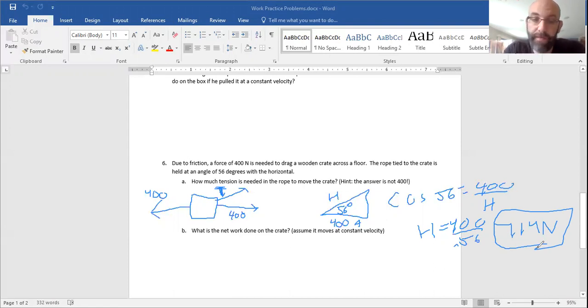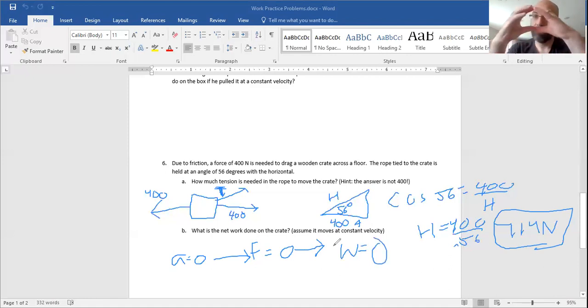Okay. For B, how much net work is being done if it moves at a constant velocity? All right, so this is a concept problem. It's not a math problem. If it's a constant velocity, then a is 0. If a is 0, then F net is 0. And if F net is 0, then work is 0. So what's the answer? 0.